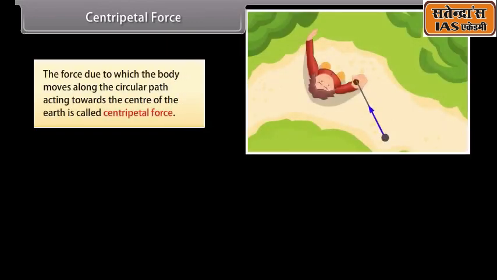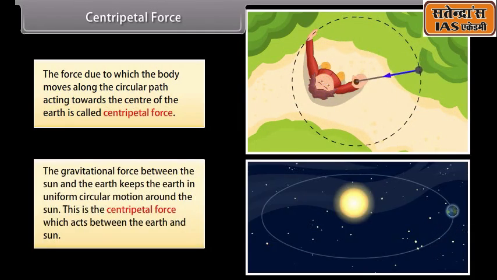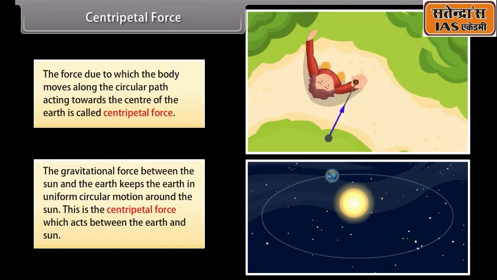Centripetal force. The force due to which the body moves along the circular path acting towards the center is called centripetal force. The gravitational force between the sun and the earth keeps the earth in uniform circular motion around the sun. This is the centripetal force which acts between the earth and the sun.